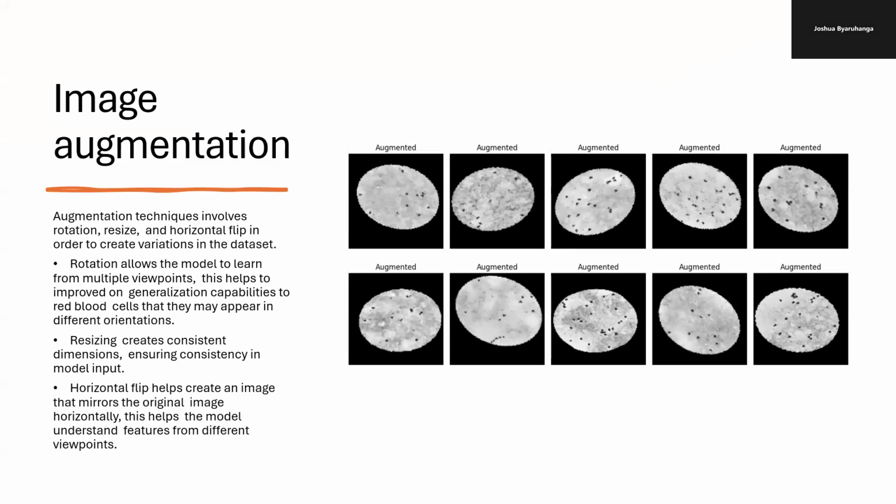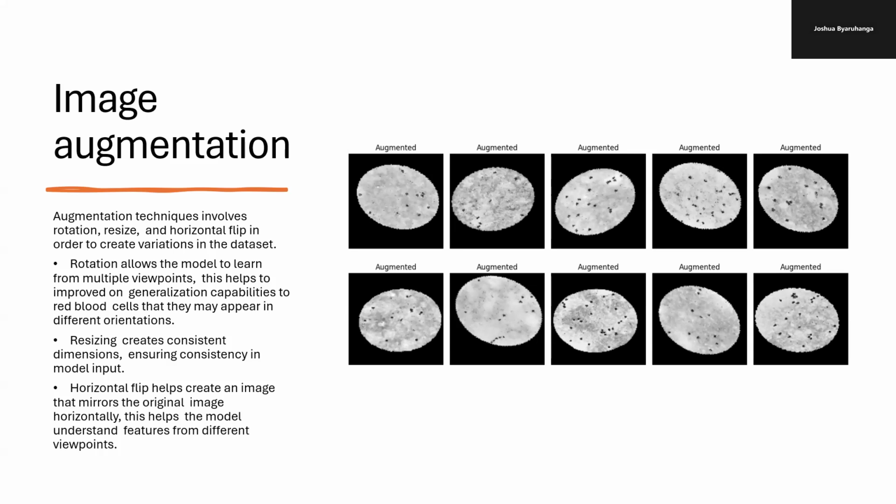We also did image augmentations. This involves rotation, resizing, and horizontal flips in order to create variation within the data sets. The rotation normally allows the model to learn from multiple viewpoints. This helps to improve generalization capabilities, since the red blood cells may appear in different orientations.